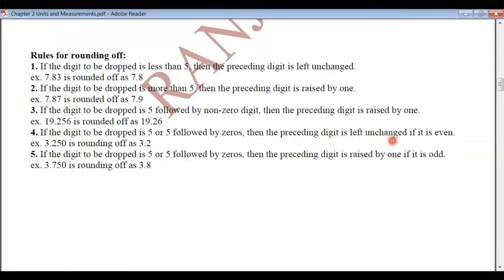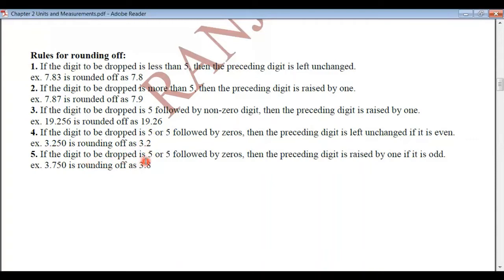The next rule states that if the digit to be dropped is 5 or 5 followed by zeros, then the preceding digit will remain unchanged if it is even. For example, 3.250. Here we have to drop out 5 and 5 followed by 0. That is, we have to drop out the last two digits. Then we have to see the preceding digit. If it is even, it will remain unchanged. Like in this example, 3.250, we have to express this result only in two significant figures. So we have to round it off. That is, we have to drop 5 and followed by 0. So these two digits we have to drop off. So we see the preceding digit, which is 2, as it is even, it will remain unchanged.